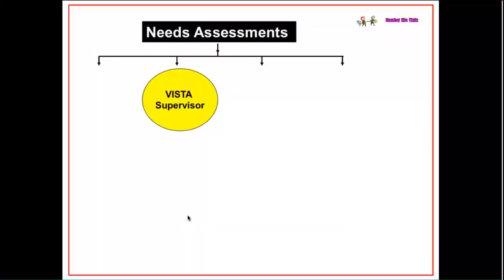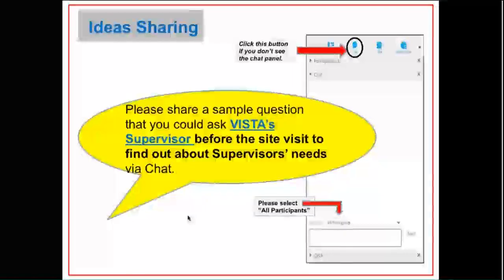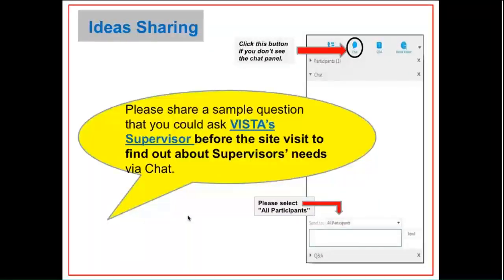Thank you. So now, VISTA supervisor. What are some of the questions that we can ask our VISTA supervisor before we do the site visit? Not our own supervisor, the member's VISTA supervisor. So let's again hear what are some questions that come to your mind. What would you ask the member's supervisor in advance? So your visit is also going to be meaningful to the site supervisor as well.